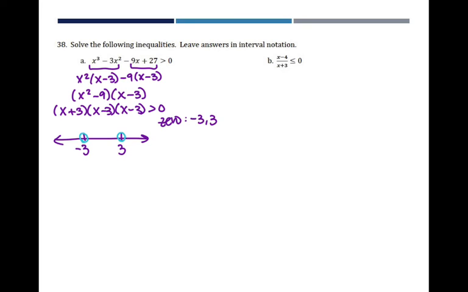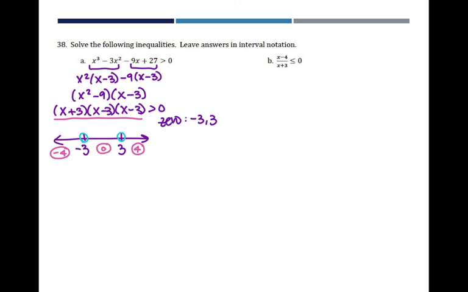And then I'm going to pick some test points. So anything to the left of -3, like -4, I can plug in. Any number between -3 and 3, like 0, I can plug in. And anything bigger than 3, like 4, I can plug in. And when I say plug in, I mean plug into here. So when I take -4 and plug it in for x, what I'm trying to see is if the result is positive or negative.